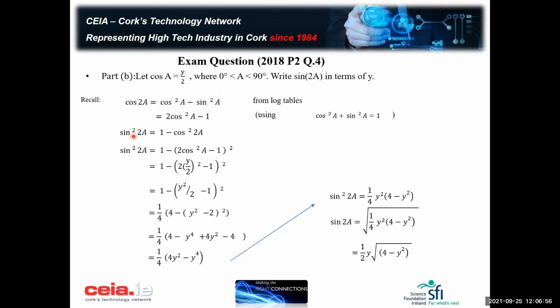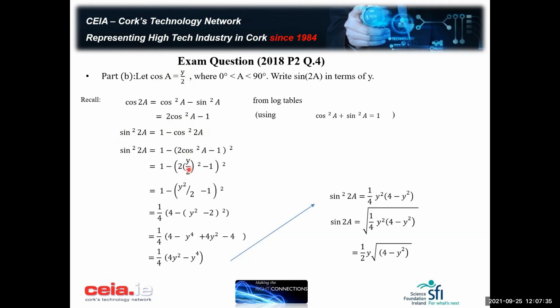But how do you express sine 2a in terms of that? Well, to convert between a sine and a cosine, you use the fact that sine squared plus cosine squared equals 1. So the sine squared of 2a is 1 minus cos squared of 2a. And now you can use this formula for cos 2a in terms of cos a. So replace the cos squared 2a by this double angle formula, and replace then the cos of a by y over 2.